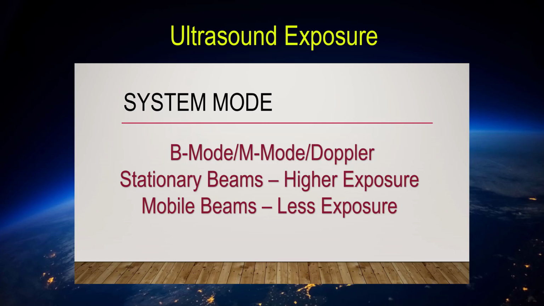But the more important differentiation that we need to appreciate is that stationary beams lead to a high exposure because of a higher temporal average intensity of ultrasound, because the tissue is exposed for a longer period of time. In contrast, mobile beams or the phased array transducer, when the beam is scanning from one side of the transducer to the other side, to increase the scan area more than the footprint of the transducer, eventually lead to a lower temporal average intensity of ultrasound and therefore less exposure.